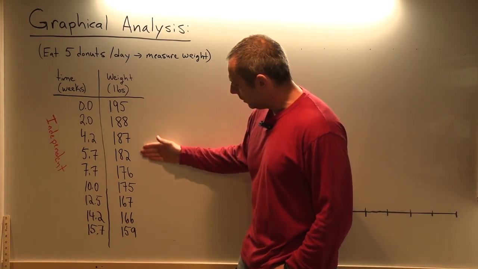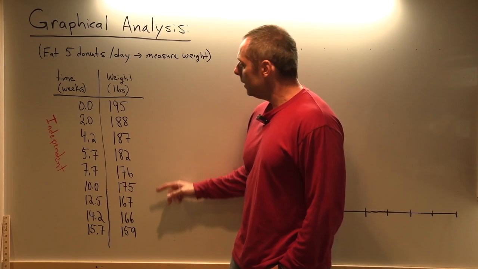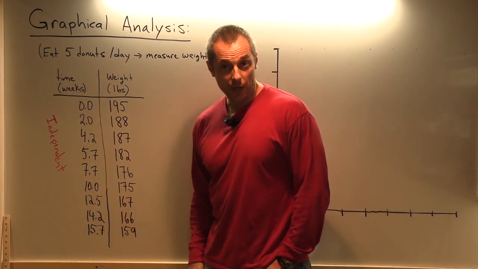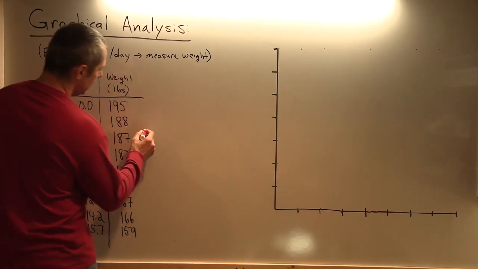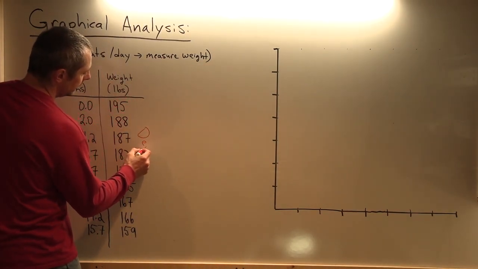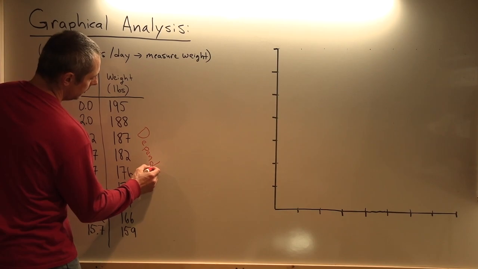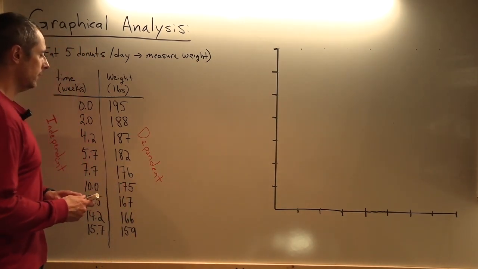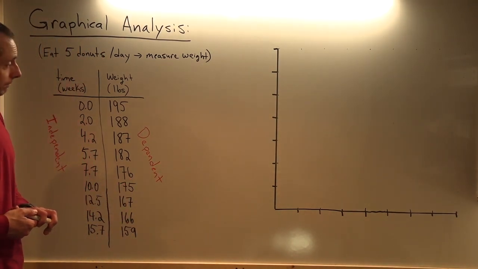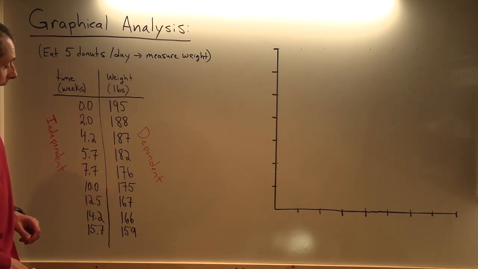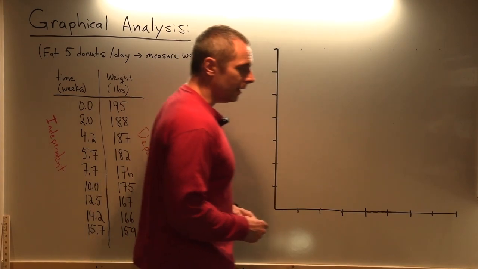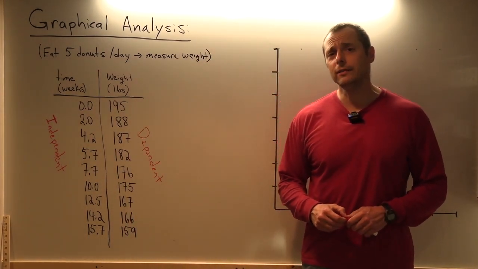Okay, this is what we call the dependent variable. Your weight depends on how much time goes by in your experiment. So this is the dependent on the right, the dependent variable. So we've got our trends, and what we're going to do now is plot this.